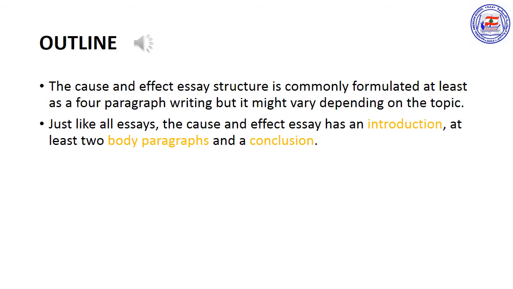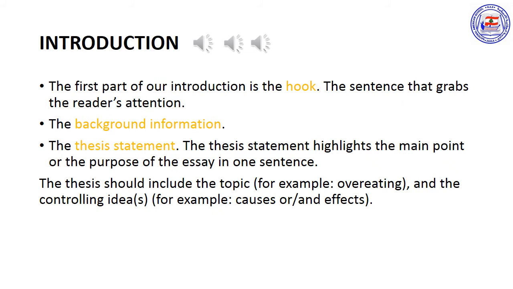The cause and effect essay structure is commonly formulated as at least a 4-paragraph writing, but it might vary depending on the topic. Just like all essays, the cause and effect essay has an introduction, at least 2 body paragraphs, and a conclusion. So, the first part of our introduction is the hook, the sentence that grabs the reader's attention. Then, we have the background information. And last but not least, we have the thesis statement.